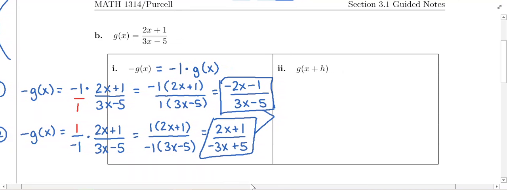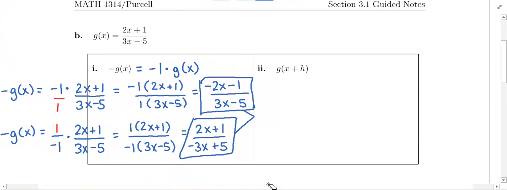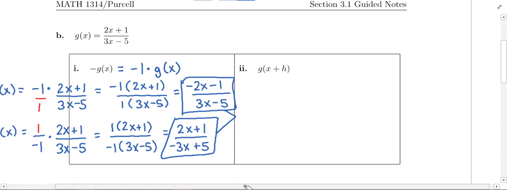All right, let's keep the same original function here. So g of x is equal to 2x plus 1 over 3x minus 5. And in part 2, let's try to form g of x plus h. Again, this is something that we saw in example 4a. When you look at this, whatever quantity is in parentheses, that is what you're replacing x with. So you're going to go to the original function and replace each instance of x with x plus h.